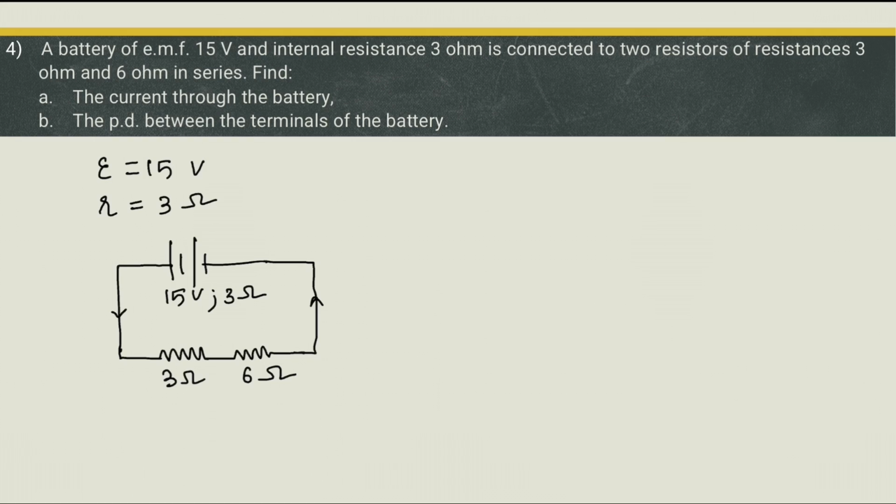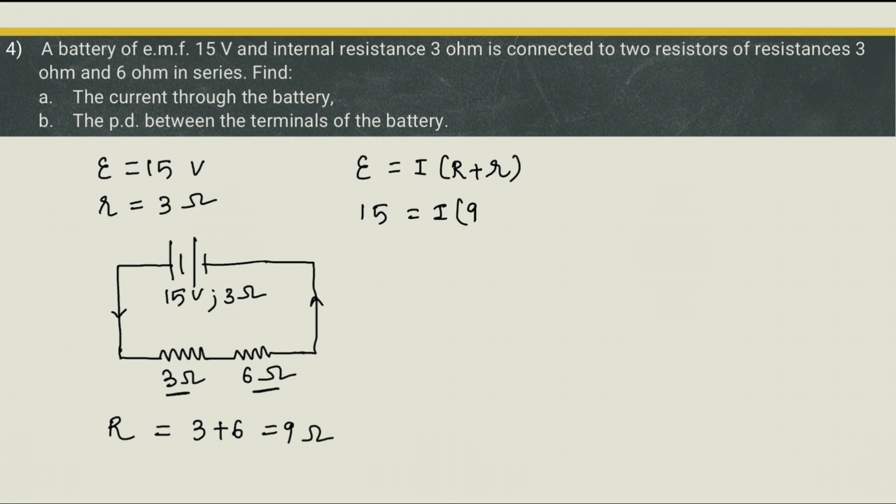Now to find out the current, we must first find out total external resistance. So 3 and 6 are connected in series, so equivalent resistance becomes R1 plus R2, that is 3 plus 6 is equal to 9 ohm. Now E is equal to I into R plus small r. EMF 15, external resistance 9, internal is 3. So 15 is equal to current into 12 ohm, and hence current is equal to 15 divided by 12, that is 1.25 ampere.